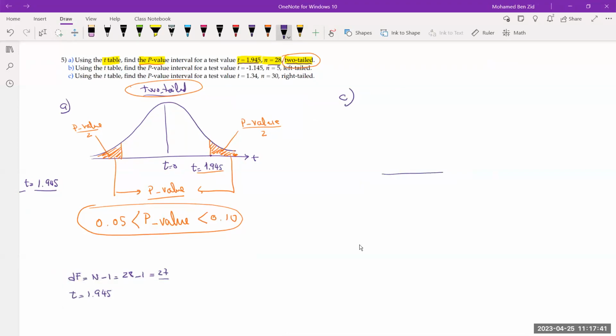So, first of all, I graph my distribution. This is 0. This is the t distribution. And I am using C, right? So for the p-value, I have t equal to 1.34, with 30, and a right tail. So the fact it is a right tail means the tail is going to be on the right. And this is your t value. t is going to be equal to 1.34.